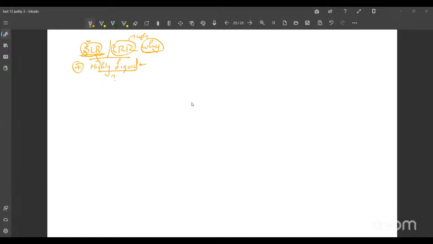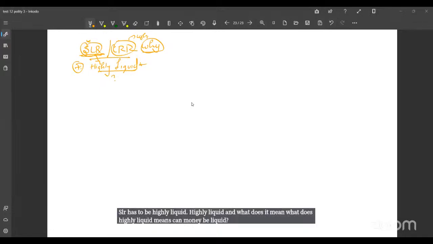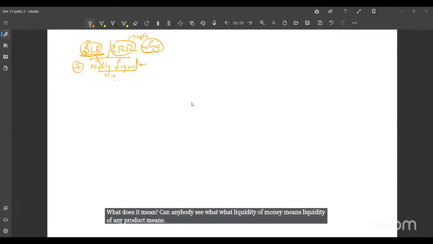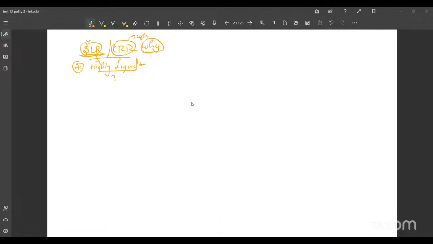Can money be liquid? What does it mean? Can anybody say what liquidity of money means? Liquidity of any product means? லிக்விடிட்டினா இப்ப நமக்கு தேவைப்படும்போது அப்பவே யூஸ் பண்ணிக்கிற மாதிரி இருக்குது. மாதிரி இருக்குங்கிறத விட, it can be converted into currency as quickly as possible is what we call liquidity. அப்போ why do we need to keep it liquid?